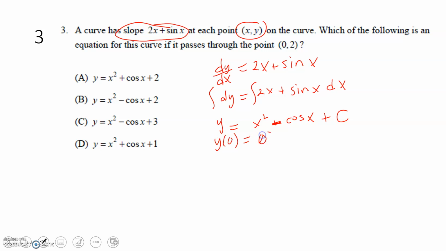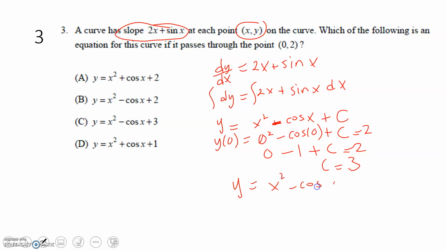So when we plug in 0 for x, 0 squared minus cosine of 0 plus c, it should come out to 2. So this is 0 minus 1 plus c is 2. Add 1 to both sides, we see that c is 3. Therefore, y is x squared minus cosine of x plus 3, which is option C.